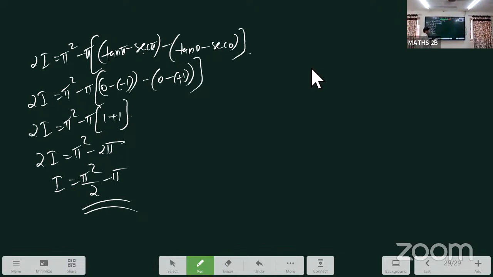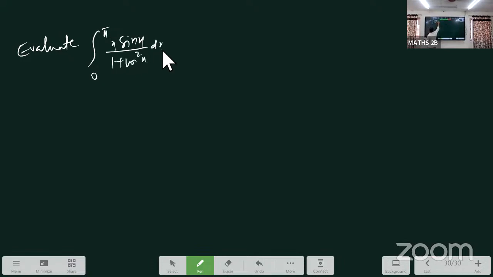Okay. Very, very important sum. Let us do one more. Evaluate the integral from 0 to pi of x sin x by 1 plus cos square x. Again, it is the same property, same approach.